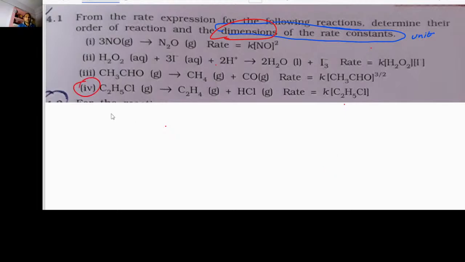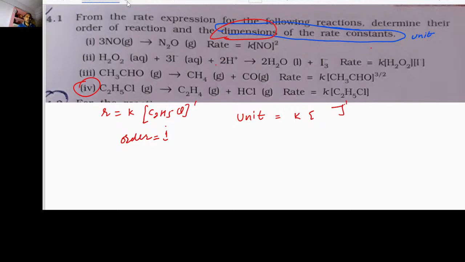Fourth one. So R is equal to rate, they have given K C2H5Cl. Here the power is nothing, so power means 1. So order becomes what, student? Order becomes 1, first order. So if you are writing the unit, what can be the unit? K, here you are writing the concentration to the power 1.